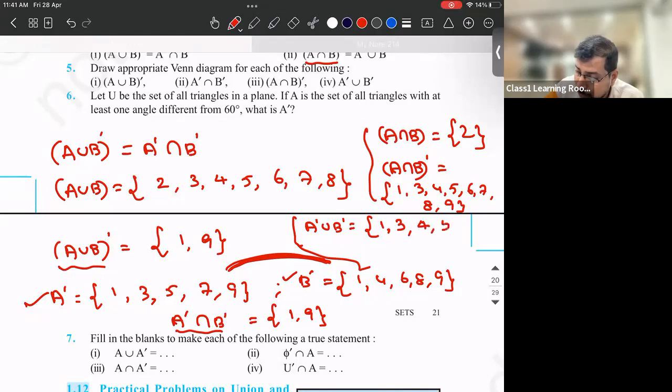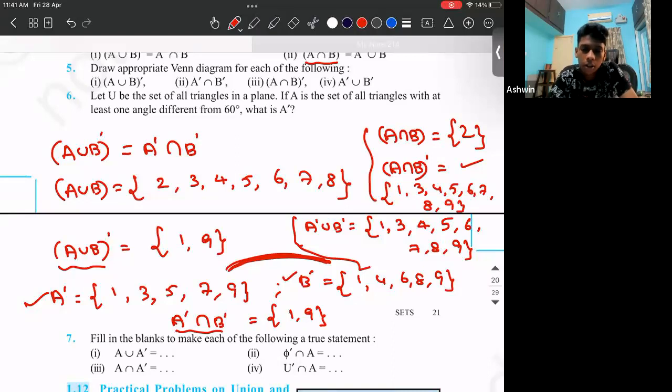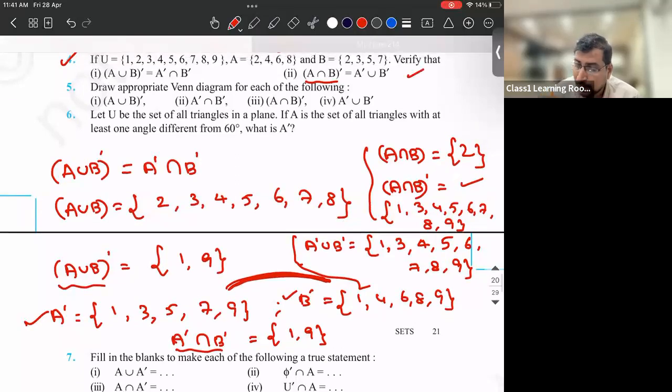1, 3, 4, 5, 6, 7, 8, 9. So if you observe, A intersection B, the whole complement, is the same as A complement union B complement. So they both are same. That's what they asked us to verify, that they are the same.